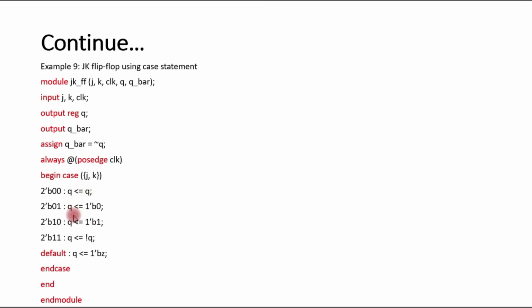And here we are using non-blocking assignments, so all the expressions will be executed in parallel. If none of the condition is matched, then default value for Q is Z, that is high impedance value. End case, and then end module.